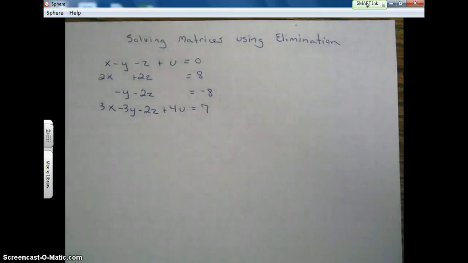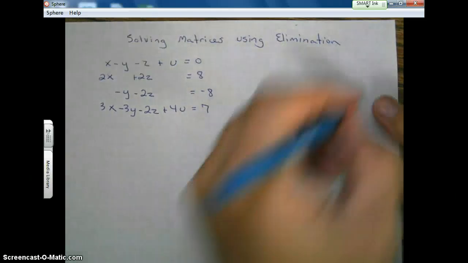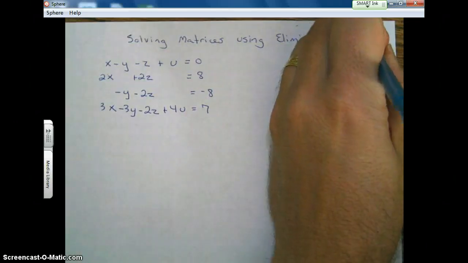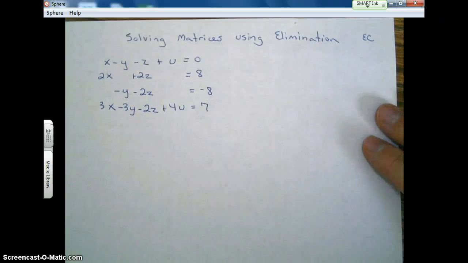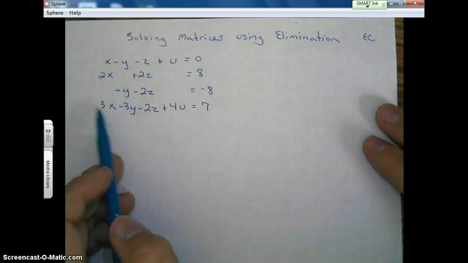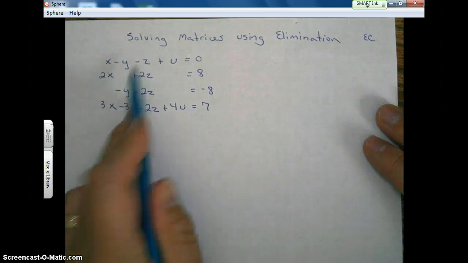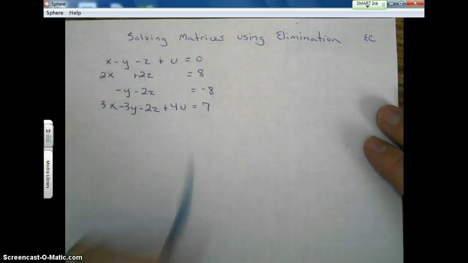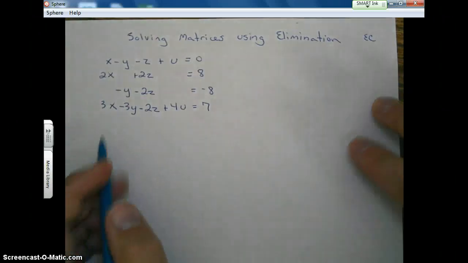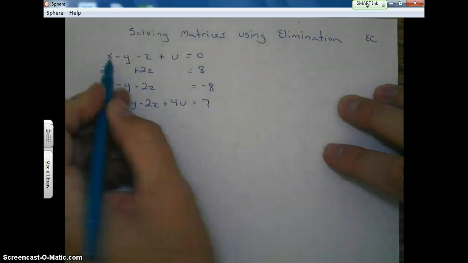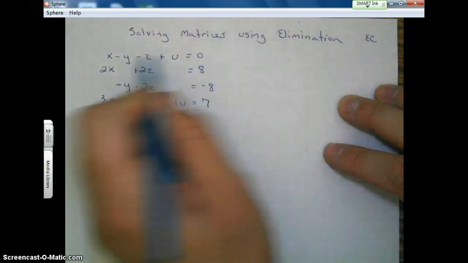Solving matrices using elimination. This is the extra credit tutorial. First of all, we have a 4x5 system. Notice I've already lined up my x's, my y's, my z's, my u's, and my constants on the end. First thing I want to do is make my augmented matrix.